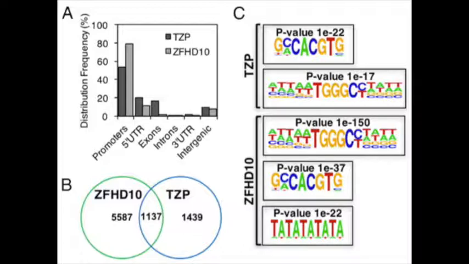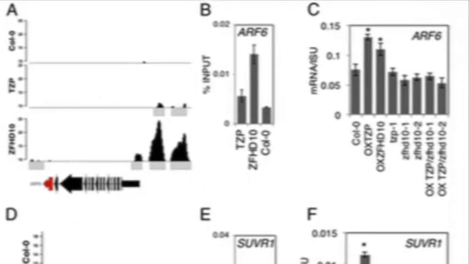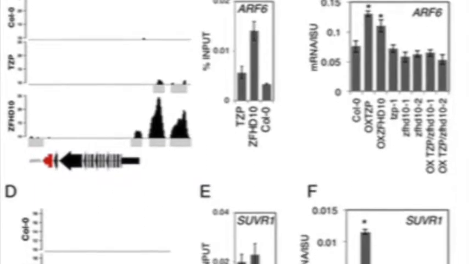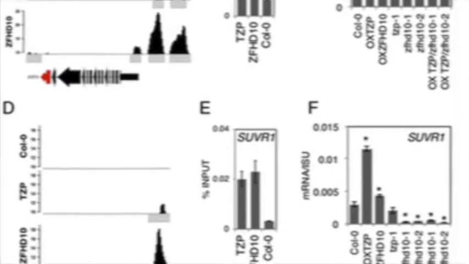Light responsive elements such as the G box, which again was a huge relief, and it was another indication that this interaction must be physiologically significant. And these two proteins are involved in regulating gene expression in response to light. And in addition, we could see that each protein binds to specific targets that are not common. So for TZP, again, there was a huge overrepresentation of genes that are involved not just in transcription, but also in chromatin remodeling, which was very interesting.